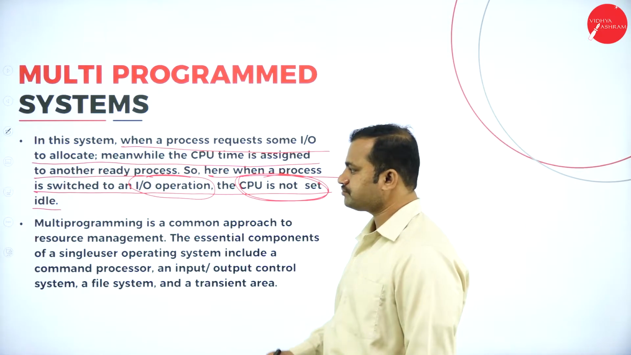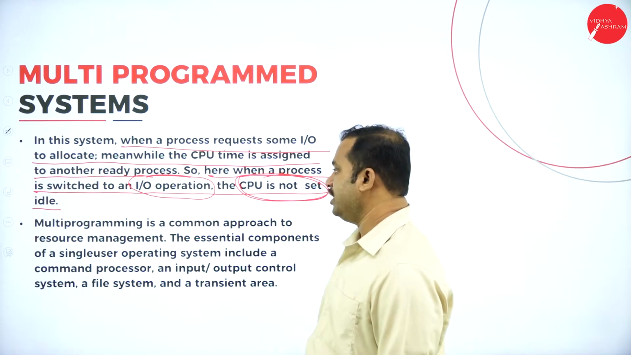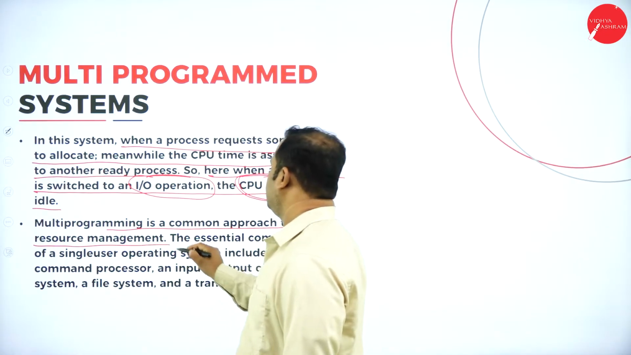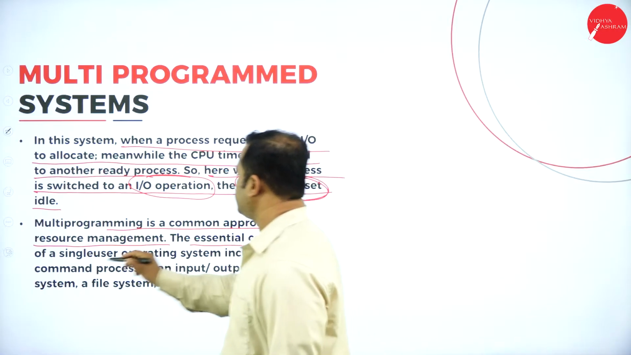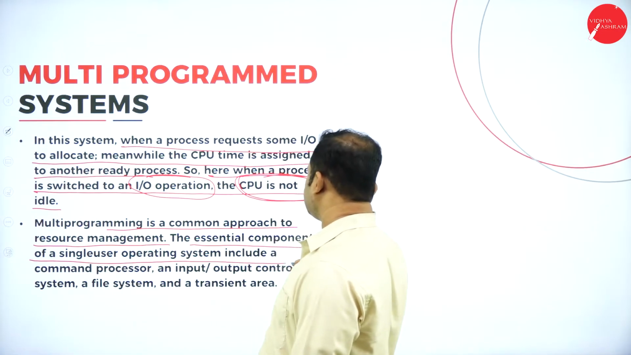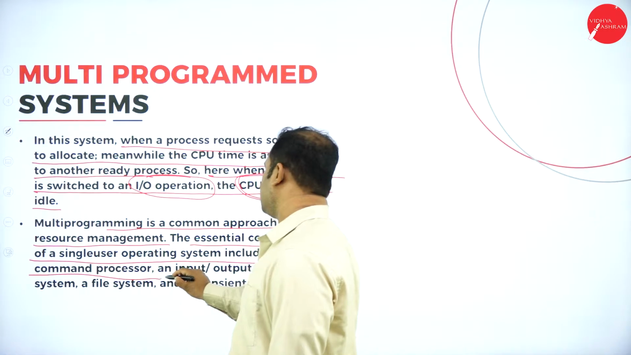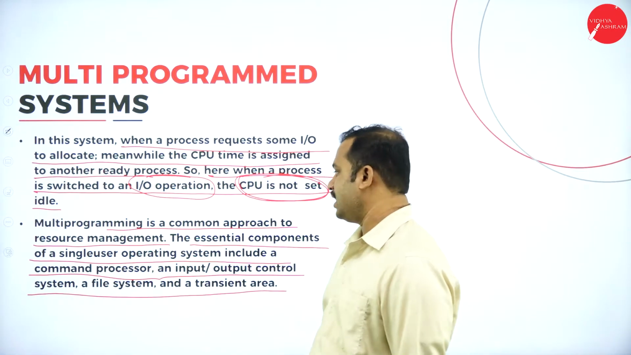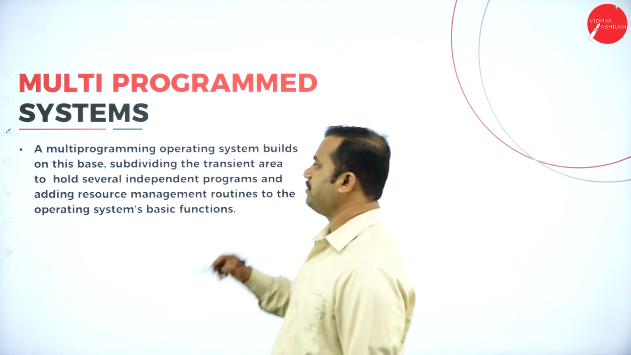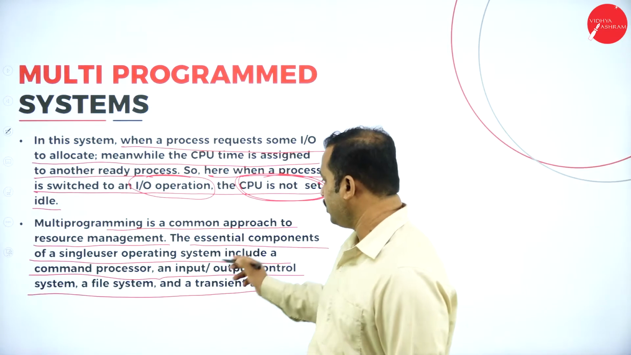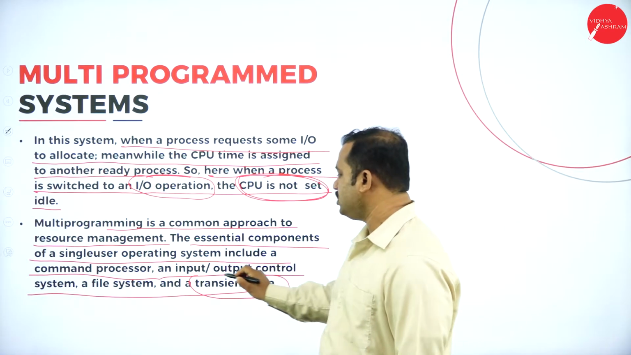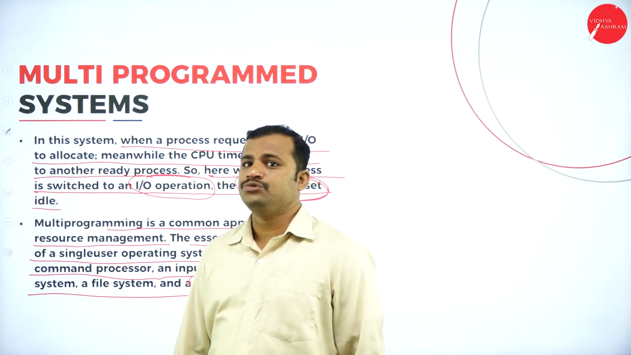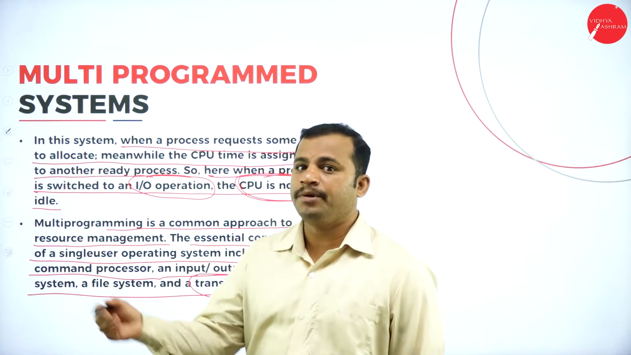That is possible in a multi-programming environment. Multi-programming is a common approach to resource management. The essential components of a single user operating system include a command processor, an input or output control system, a file system, and a transient area. That is called the multi-programming environment. I'm using one more term here, transient area. What is the meaning of transient area? The area which is used for swapping operations.